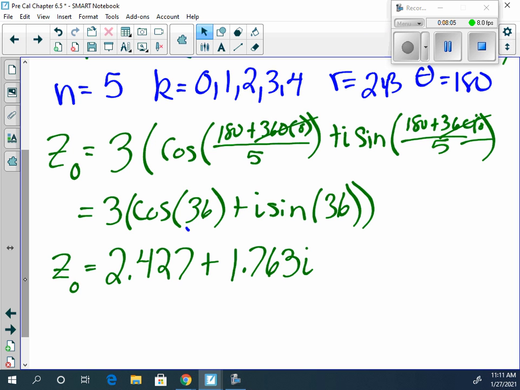Now, the reason I said that makes a little more sense is because if we think about the fact that our angle that we're looking at is 36 degrees, yes? Which quadrant is 36 degrees in? Number 1, yes? So x and y, sine and cosine, should both be positive. We shouldn't have a negative.